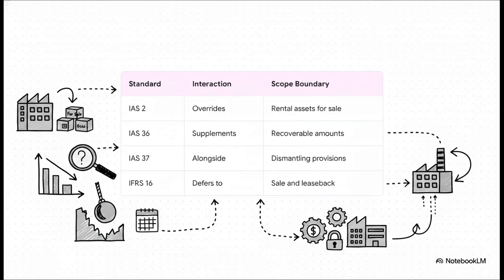For example, it gets overridden by IAS 2 for inventories when you're dealing with those former rental assets. It completely supplements and relies on IAS 36 to figure out impairment losses. It's used right alongside IAS 37 to measure your liability if you have to eventually tear down a site. And crucially, it defers to IFRS 16 when you start getting into complex sale and leaseback transactions.